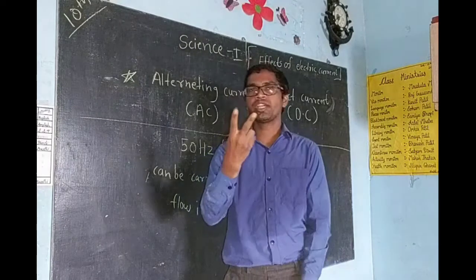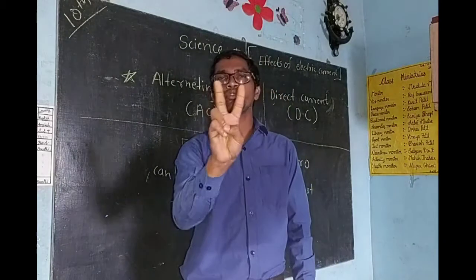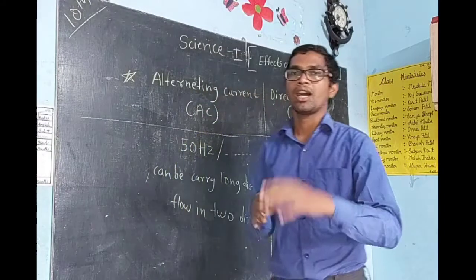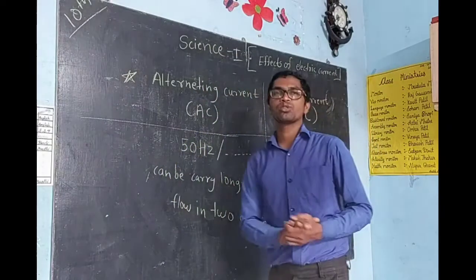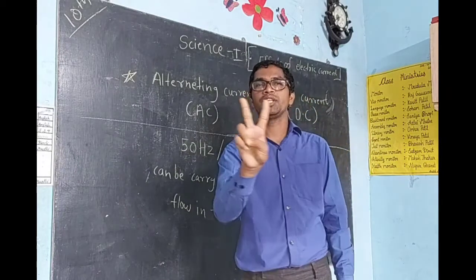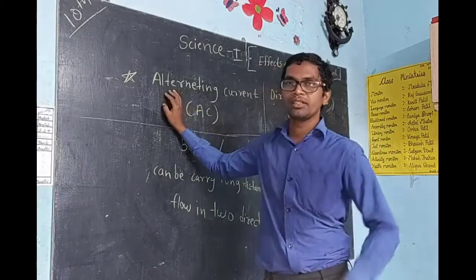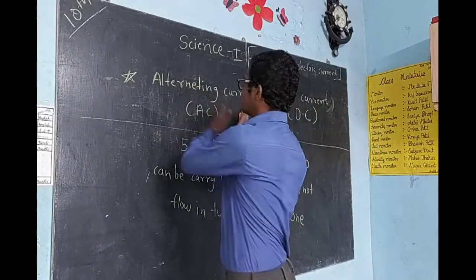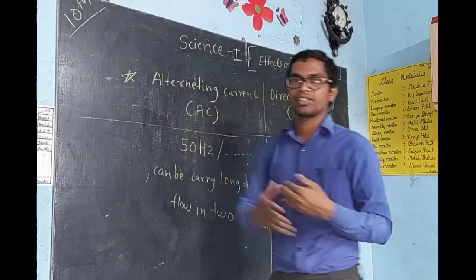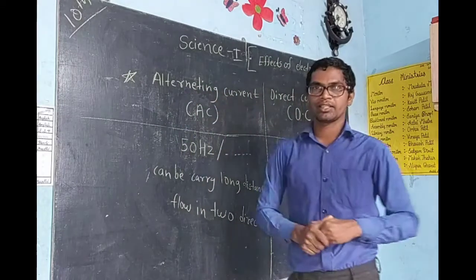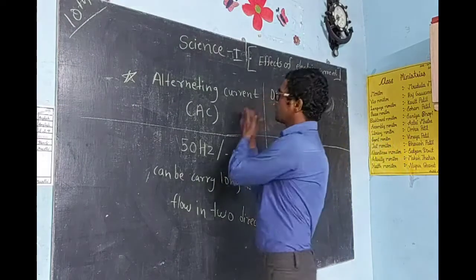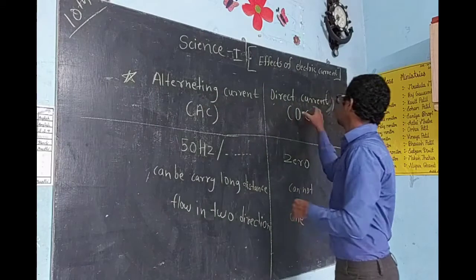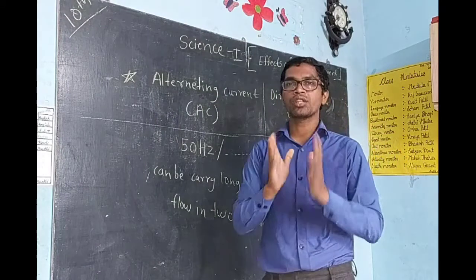Alternate means both things are changing their position from time to time in a certain period. That we call alternate. Direct means there is no change, it will go like that. This is constant. Alternate means changing, and direct means constant. A current which always changes direction is called alternating current, and direct current never changes, it is constant.